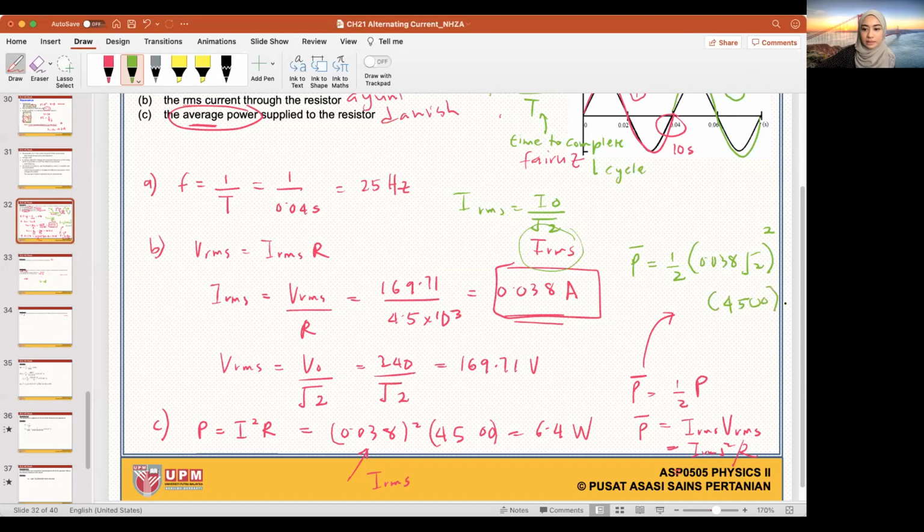Okay, let's see whether the answer will be the same. Again, this equation: P average equals 1 over 2 P, where P equals I naught squared R. This is the equation we are using, because Danish doesn't want to use RMS. He wants to use I naught. So 1 over 2 I naught squared R. So 1 over 2 times 0.038 times square root 2, because I want to convert this RMS to I naught. Squared. Forgot to square. Oh, there is a square here. Times R. Our R is 4,500 ohm. So the answer is, I don't know.